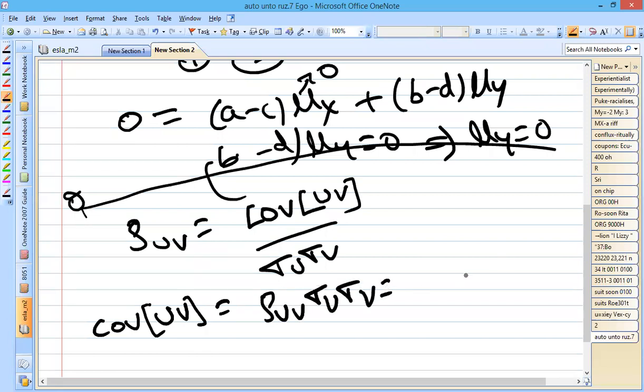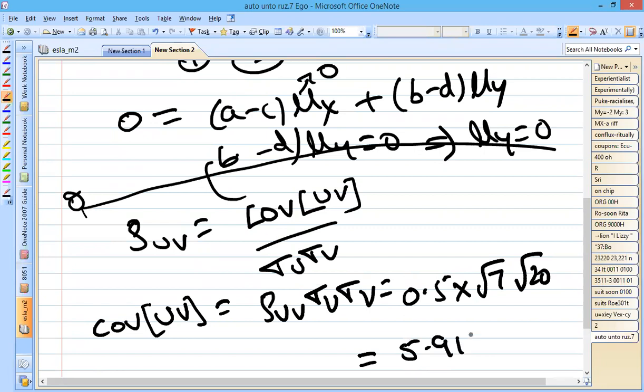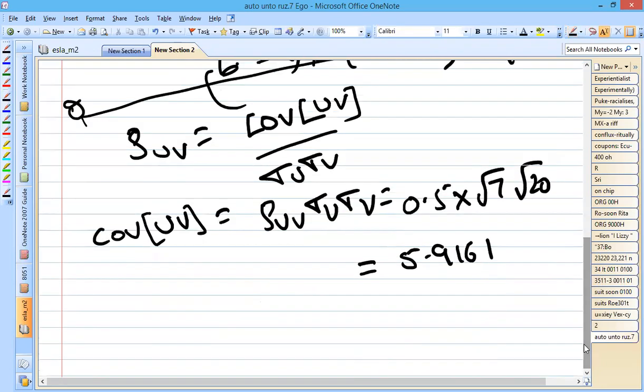So rho uv is how much? 0.5. And sigma u square, sigma v square are given. Take the square root of that, we'll be getting root 7 and root 20. Multiplying that, it will be giving the value as 5.9161. Approximately 3 to 4 digits you have to copy after the decimal point.